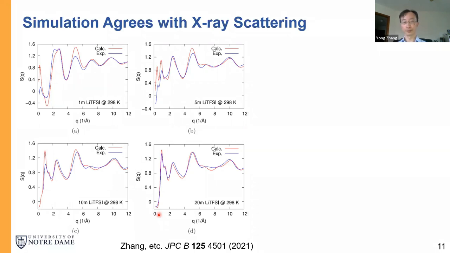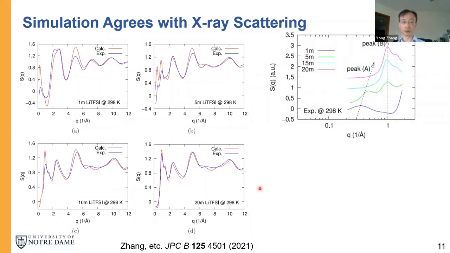in the liquid phase. In experiments, we can see two features when we change the concentration from low to high. One feature is between 0.4, 0.5, 1 over angstrom. At low concentration, there's a peak here, and this peak position shifts to a higher Q value with increasing concentration. Then at a very high concentration, this peak disappears.